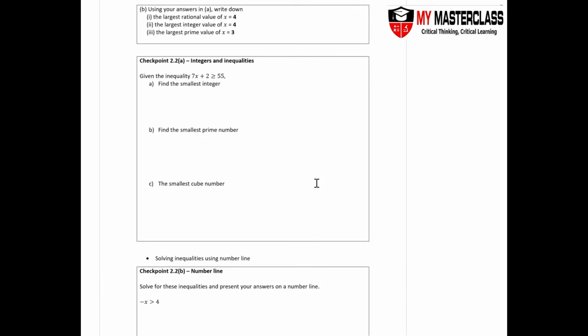On the topic of linear inequalities, let's take a look at checkpoint 2.2 part A. Given the inequality 7x plus 2 is bigger than or equal to 55, what's the first step that you should actually do? You should put them together. So combine the like terms: 7x more than or equal to 55 minus 2. So you have 7x more than or equal to 53.